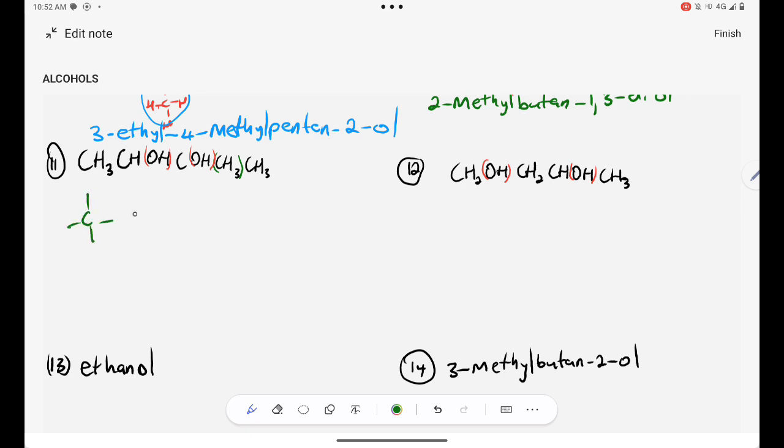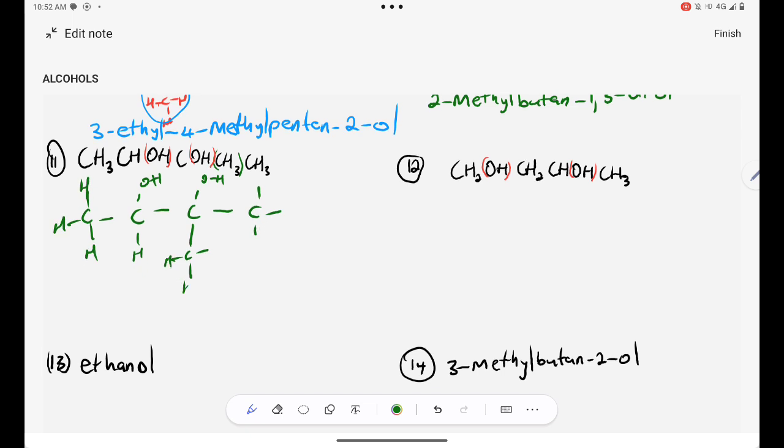Okay. I have CH3. I have OH with an H over there, and then I have CH3 with an OH, then I have CH3. I just have to write the hydrogens over there.